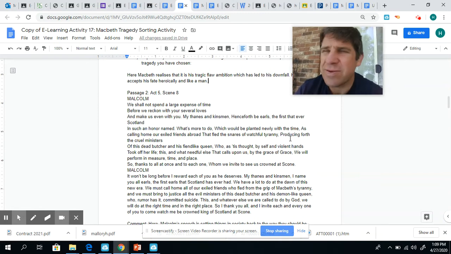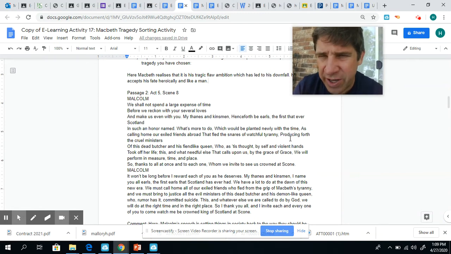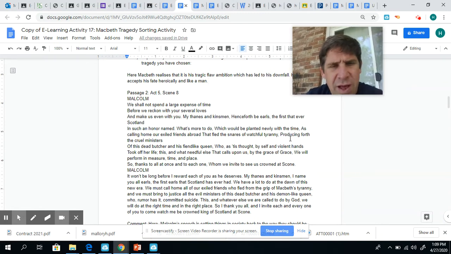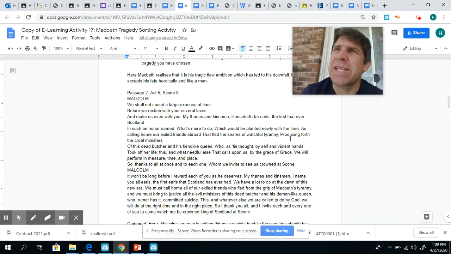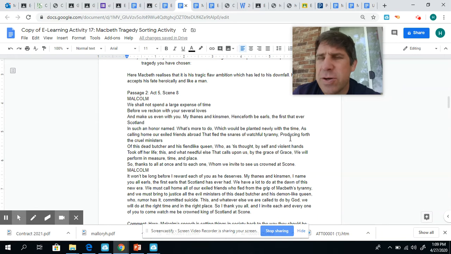Macduff kills Macbeth, cuts his head off. That's what you got to do. You got to cut the head off. So here we see Act 5, Scene 8. This is the last scene of the play. Malcolm is making a speech.